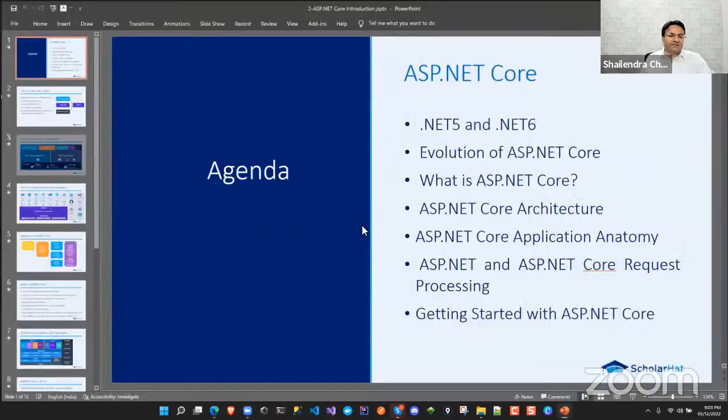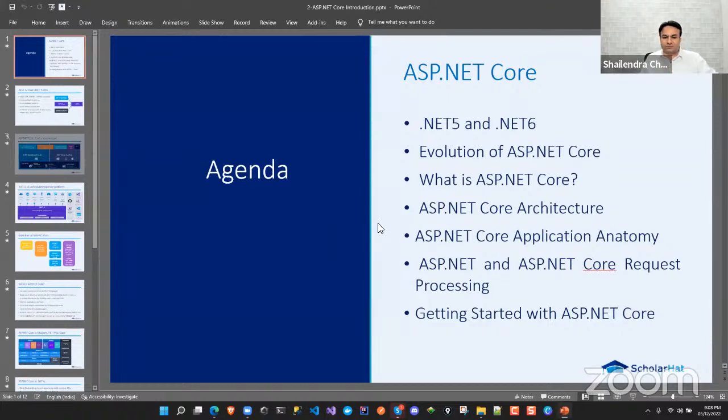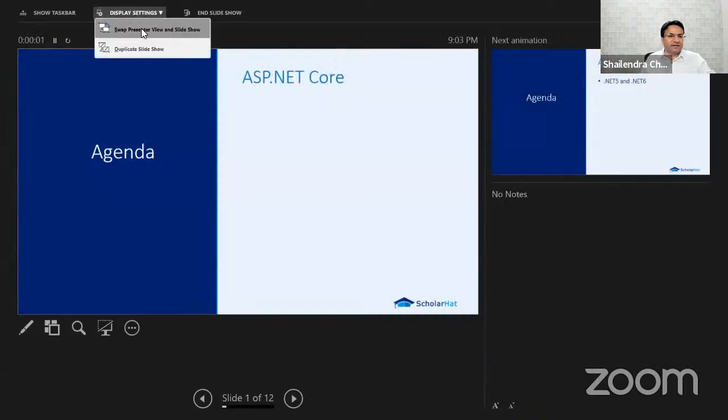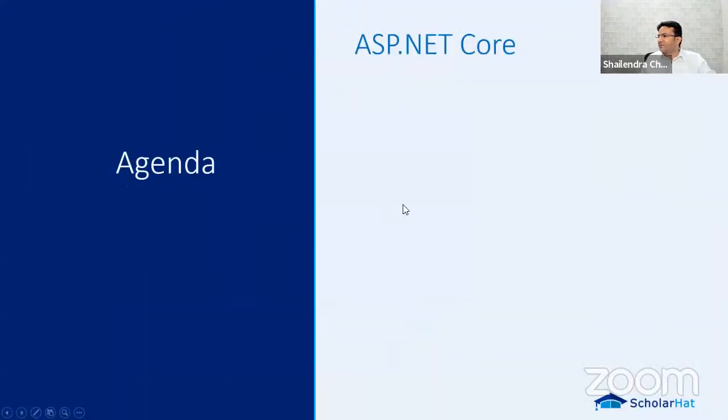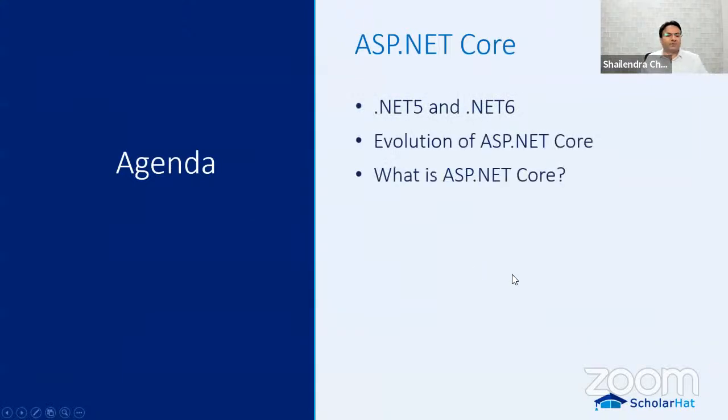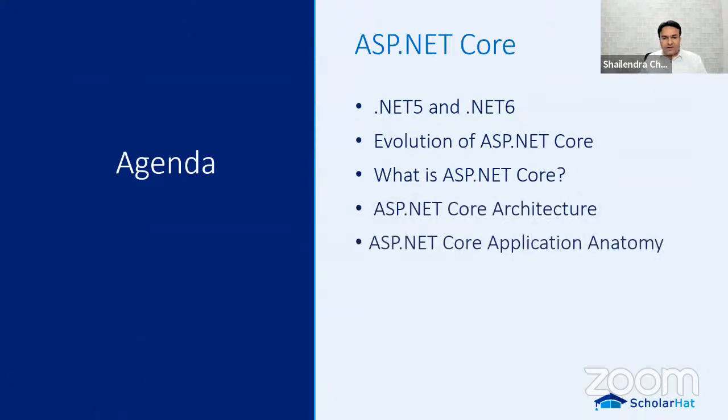Okay, so let's start with the ASP.NET Core. So what is the ASP.NET Core? First we will start to understand .NET 5 and .NET 6 so that you have an understanding of how the .NET platform has changed in the last couple of years. And what is the ASP.NET Core, and how the ASP.NET Core architecture looks like. So these various things we are going to discuss in today's session.